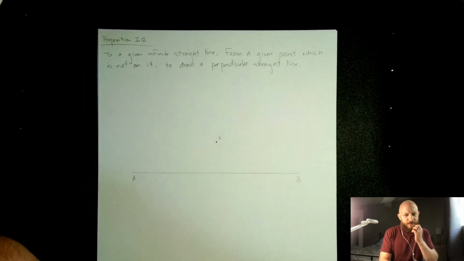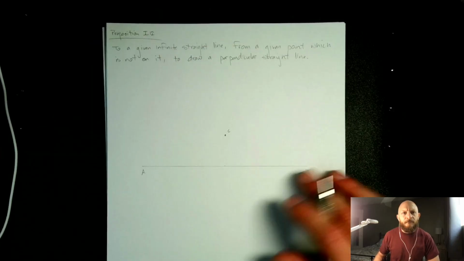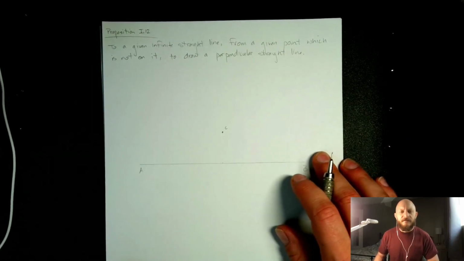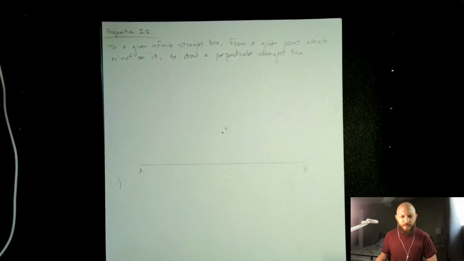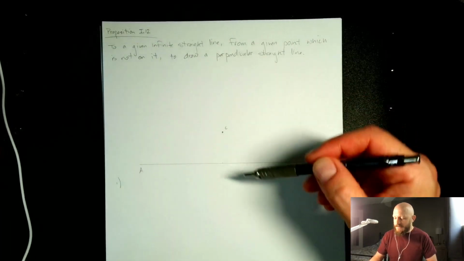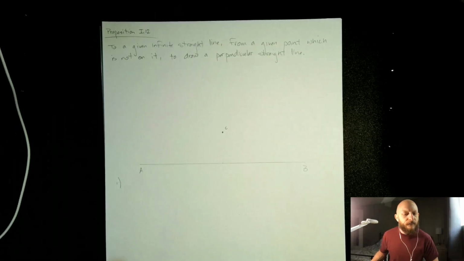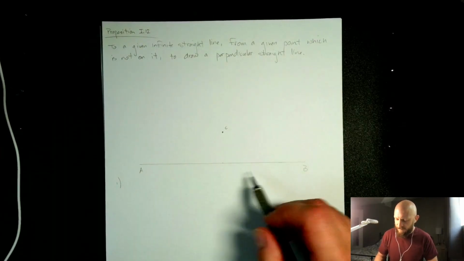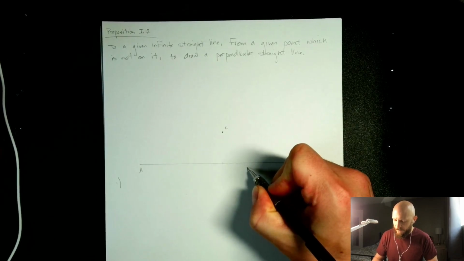Okay, so how do we do that? Well, the first step, and this is a really clever proof, I think, is to choose any point D that is on the opposite side of AB from C. So any point at all. Let's see, am I leaving myself enough room? Yeah, should be fine. So I'll choose this point right here.